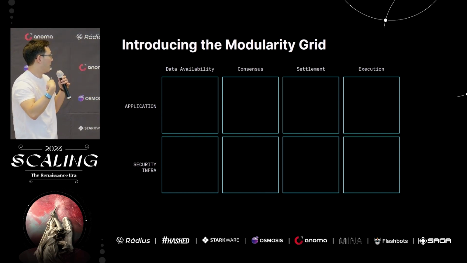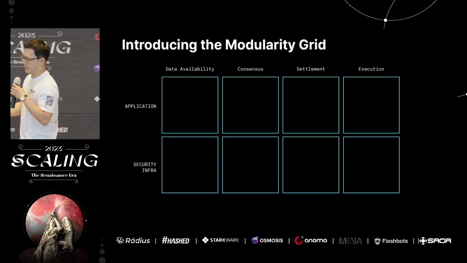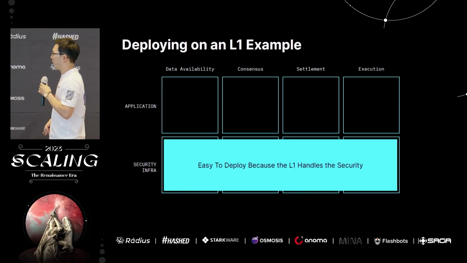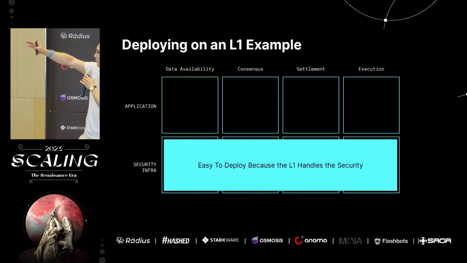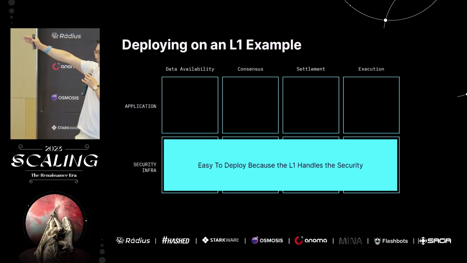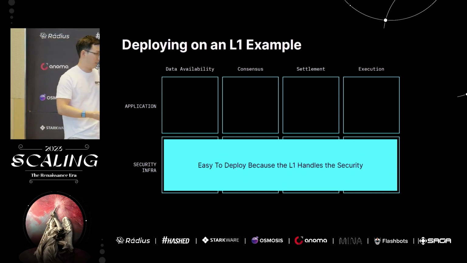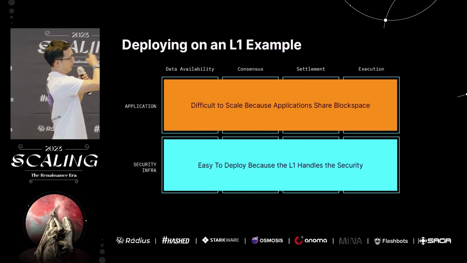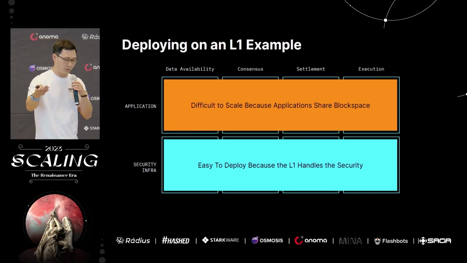So in this grid, let's start using the examples of some of the chains that we have today, right? So in a monolithic layer one, how does it work? When deploying on a layer one, the layer one handles all of the DA, consensus, settlement, and execution. And it's really great because they handle all of the security and infrastructure for you, right? It's easy to deploy because the L1 handles all of the security. However, everyone is sharing everything, right? So it's really hard to scale. So this is the problem with deploying on a layer one.